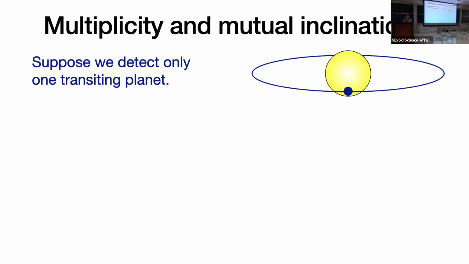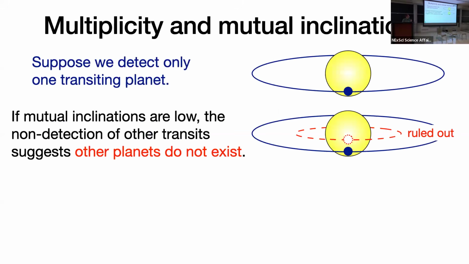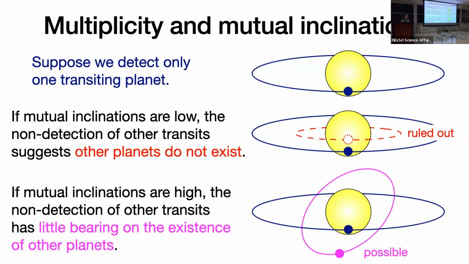So suppose we do a survey, and around a particular star, we detect only one transiting planet and do not detect any others. If mutual inclinations tend to be low, if planetary systems are known to be flat, then the non-detection of other transits suggests that those other planets do not exist, say in interior orbits with sizes comparable to that of the detected planet. On the other hand, if mutual inclinations are high, if the orbits have more random orientations, the non-detection of other transits has little bearing on the existence of other planets.